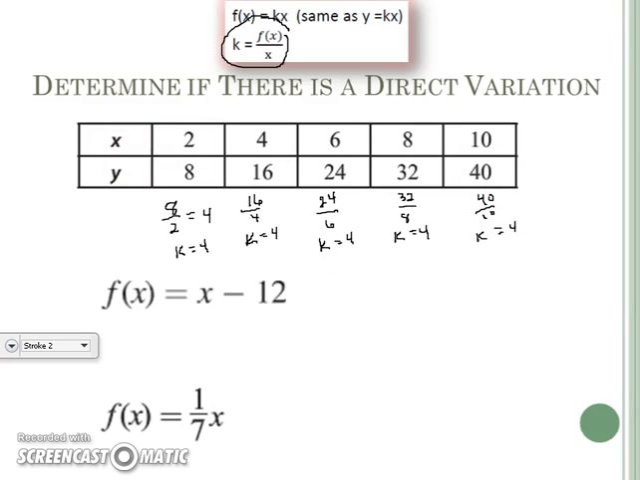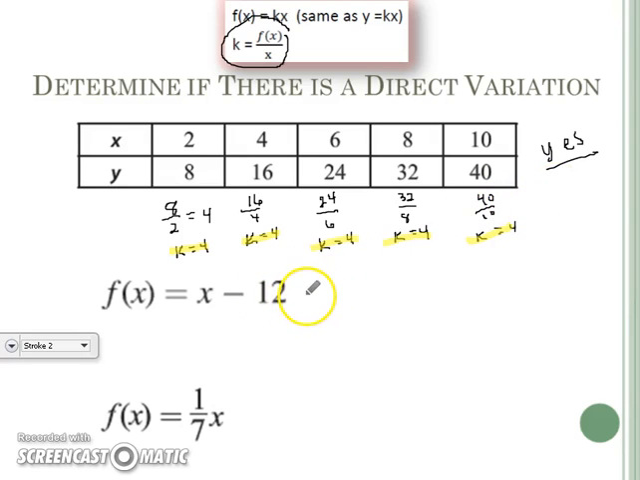So because each of our constant values equals 4, we would say that this one is a direct variation because k was the same for each ordered pair. So this one is yes, it shows a direct variation because when we calculated out k was the same value for each of them. It was a constant value.